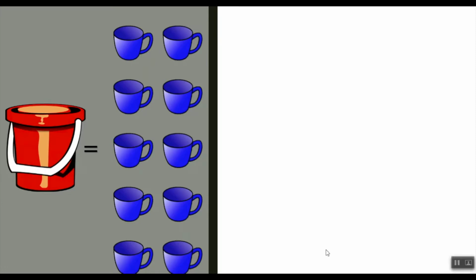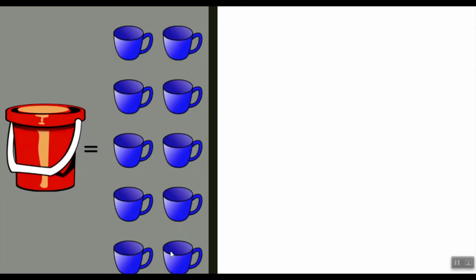Right, so what can we see over here? We have a big bucket and some cups. How many cups are there? Let's count. 1, 2, 3, 4, 5, 6, 7, 8, 9, 10. There are 10 cups. Right.